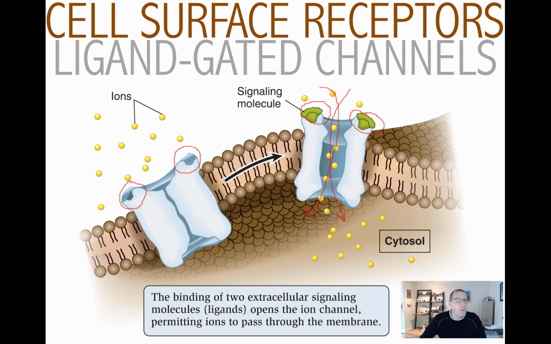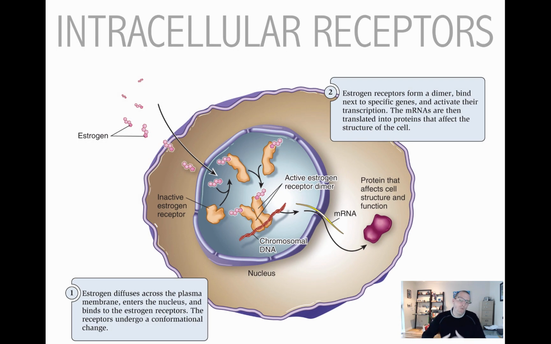This is really important in biology because it lets cells be excitable and respond by generating changes in membrane potential, which is important in generating nerve impulses. So that's our third type of receptor. The last one we'll look at here before we wrap up is called an intracellular receptor. So we're going to use a concrete example here.